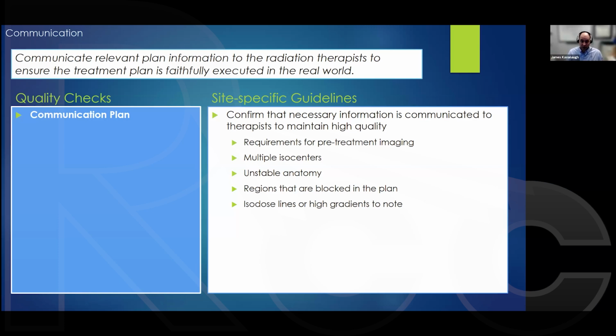So having those communication lines, whether it's direct, if you're in a small clinic, sometimes you just knock on your colleague's door and talk about it. If you're in a big clinic, having some method by which the appropriate information can be found quickly and efficiently is critical.